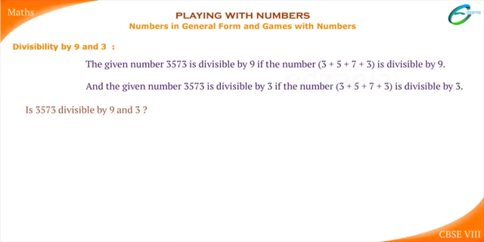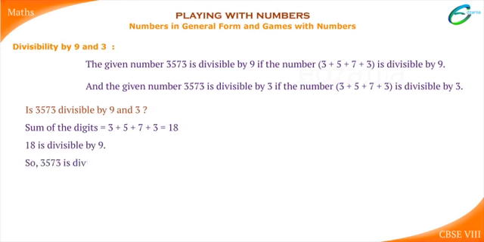Is the number 3573 divisible by 9 and 3? The sum of the digits of the given number is 3 plus 5 plus 7 plus 3, which is equal to 18. And we know that 18 is divisible by 9. So the given number 3573 is also divisible by 9. And we also know that 18 is divisible by 3. So the given number 3573 is divisible by 3.